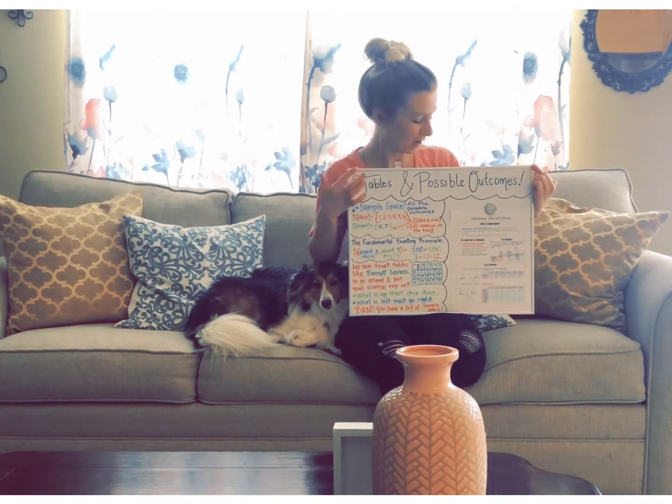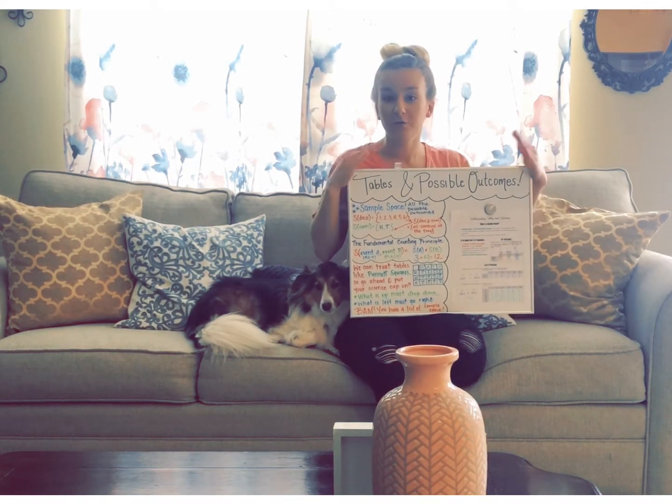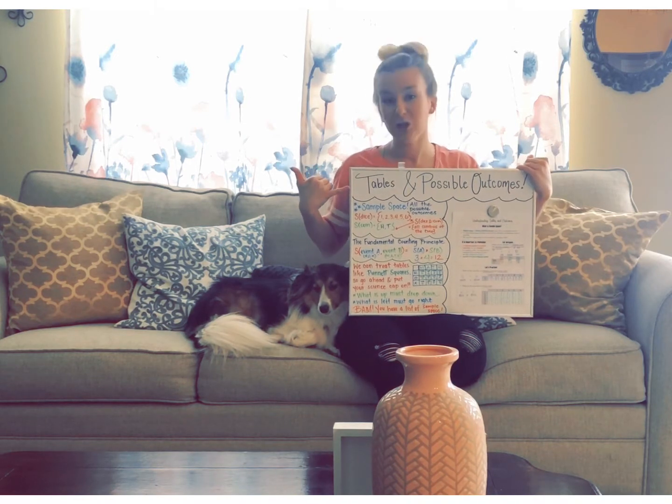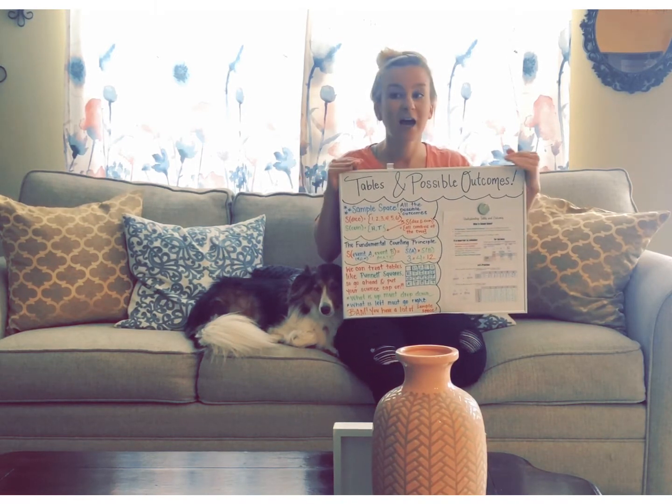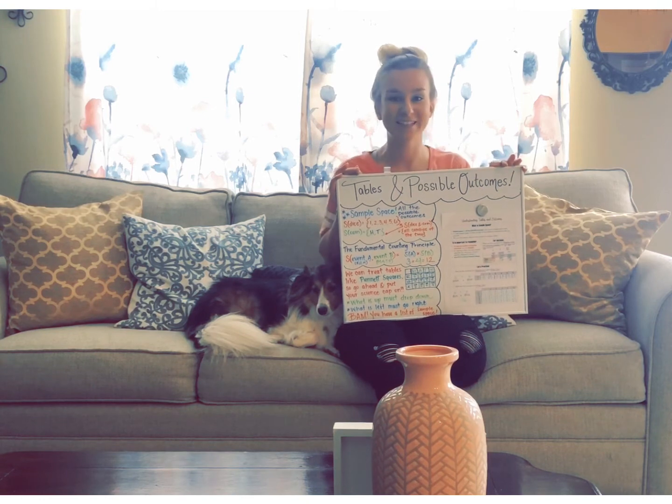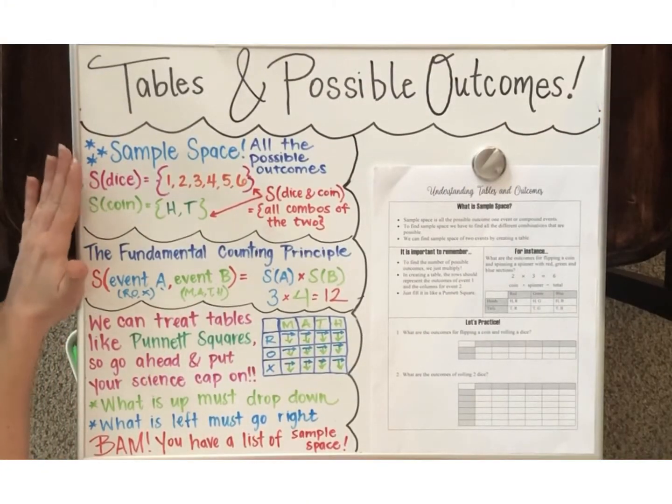Anyway, we're going to be talking about possible outcomes for compound events and then also using tables to find a complete list of the sample space. All right, let's get started. Let's start by talking about sample space.